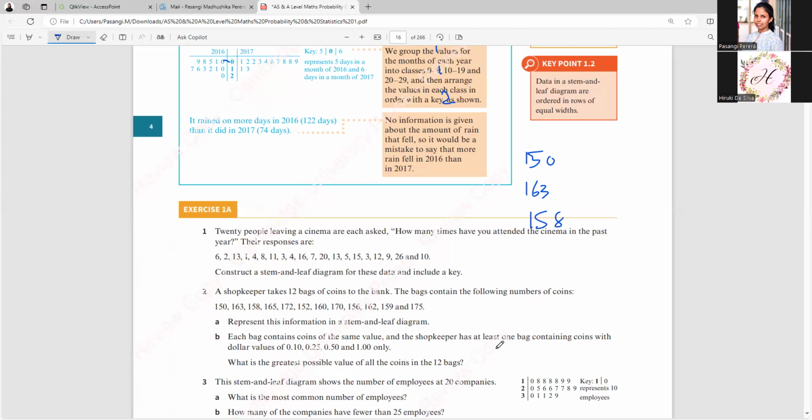So, we have 12 bags. Each bag contains coins of the same value. Each bag contains the coins of the same value and the shop. Then that means each bag contains coins of the same value.